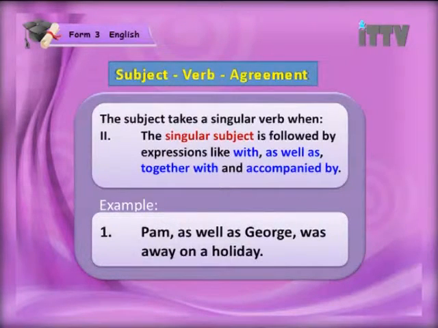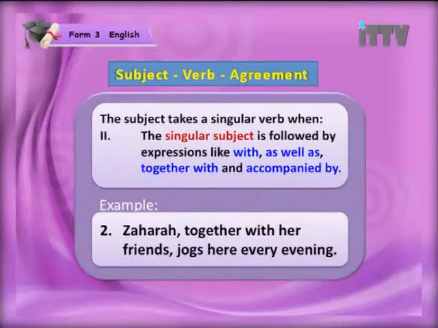The subject takes a singular verb when the singular subject is followed by expressions like with, as well as, together with, and accompanied by. Now, look at the example. Pam, as well as George, was away on a holiday. Now, can you see the difference here? Good. Now we'll go to the next slide. Students, the next example, number 2. Zahara, together with her friends, jogs here every evening. We are going to go to the next example.